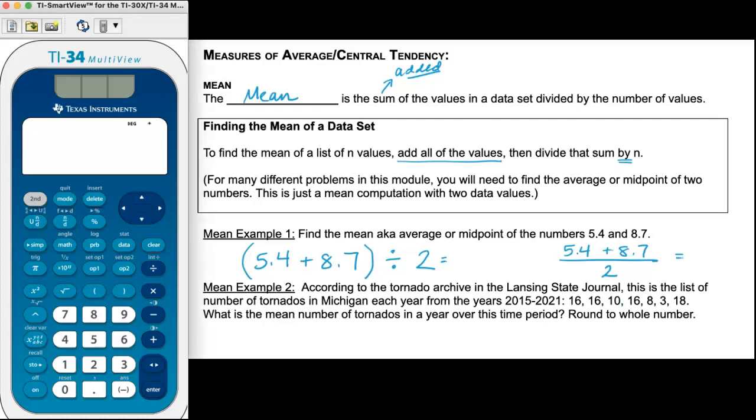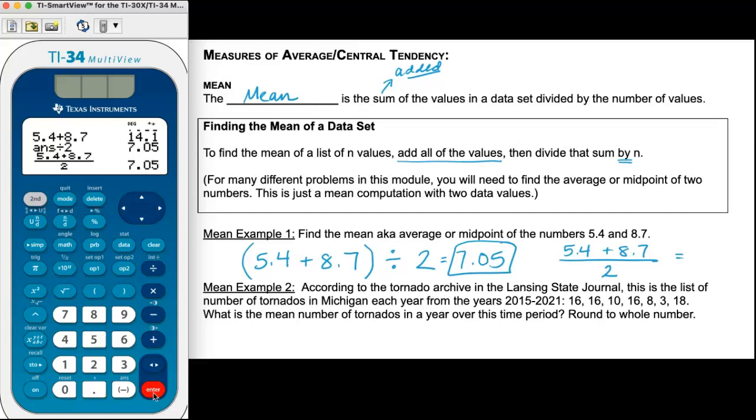So when you put this in the calculator, make sure to either use parentheses, 5.4 plus 8.7 divided by 2. You want to make sure your calculator does that addition first, and you're going to get 7.05. The other thing you could do is just do 5.4 plus 8.7, enter, and then divide it by 2, and that way you don't have to worry about the parentheses. You could also use the N over D button, the fraction button, and do 5.4 plus 8.7, if you have a fraction button on your calculator.